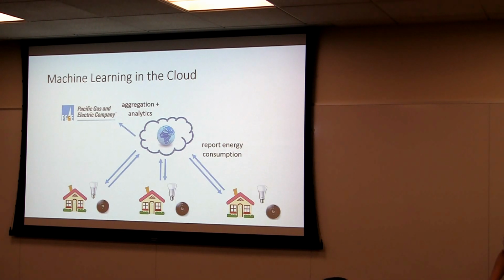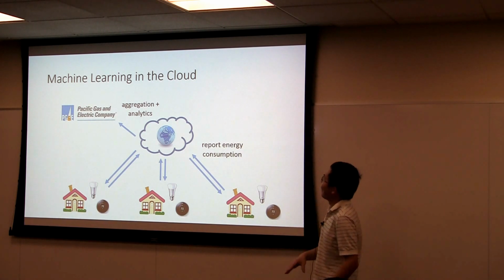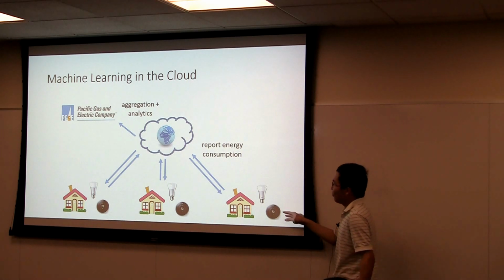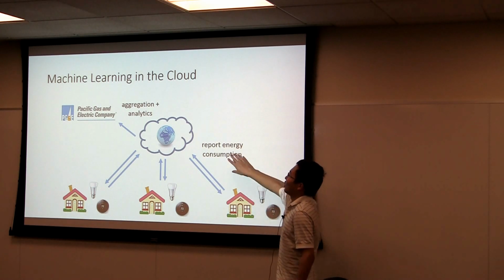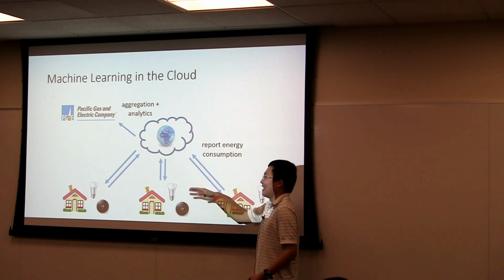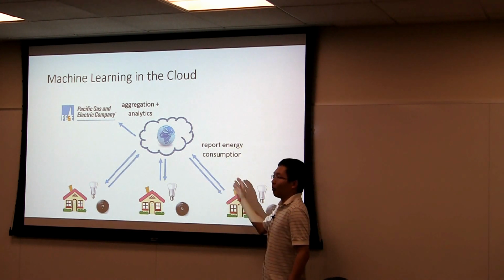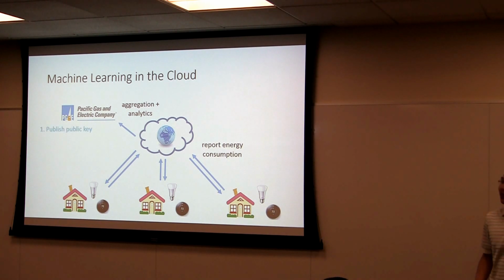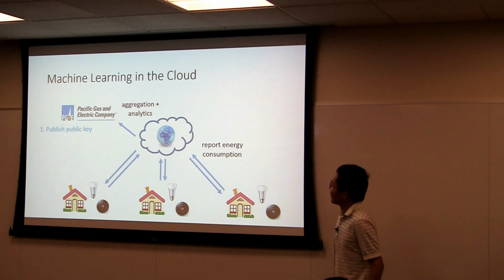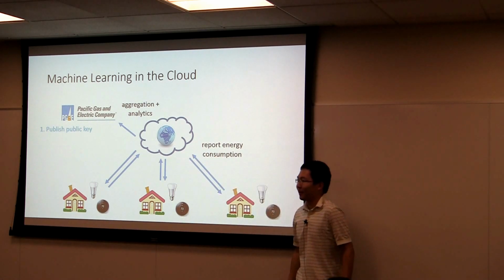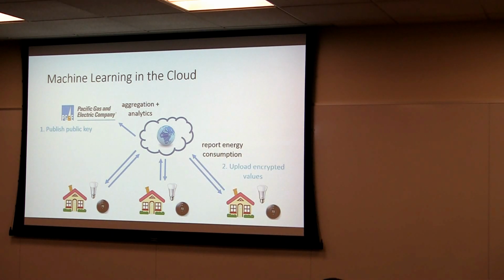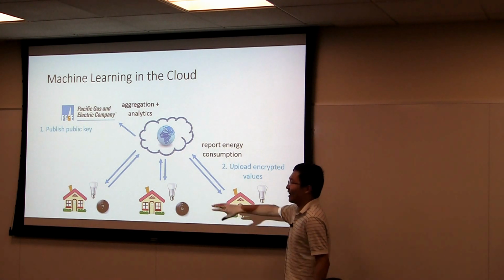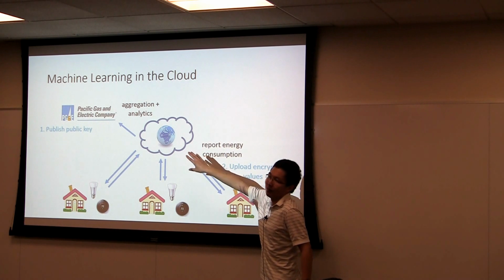OK. So another example is doing machine learning in the cloud. I'm going to come back to the example I gave at the beginning, where we have a bunch of smart homes now. And they all want to learn something about, let's say, the average energy consumption of all the homes in a general area. So how do we do machine learning in the cloud? Well, first, someone has to publish the public key. In this case, I'm going to say the power company publishes the public key. And all of the smart homes that want to participate in this computation are going to take their data and encrypt it under the power company's public key.